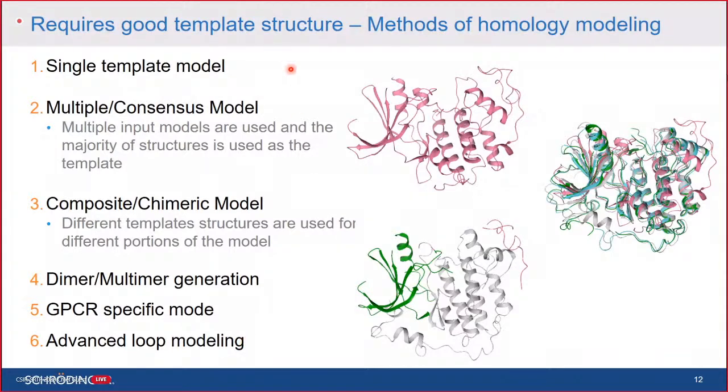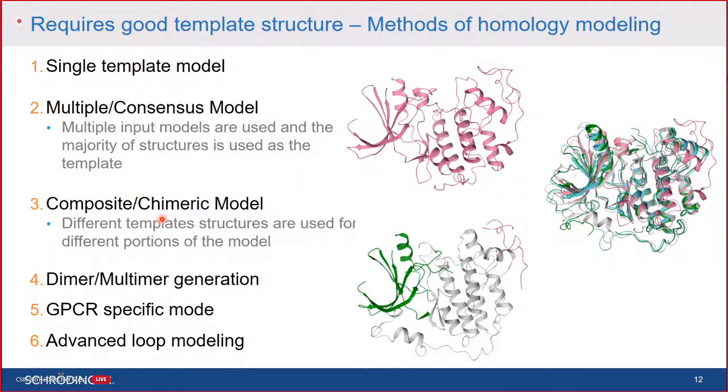So talking about good template structure, it all depends on the condition, whether you want to go with single template modeling, or you want to use multiple templates, or from multiple you can build a consensus model out of it. It means you will use many different templates to build a single homology model, and that can be used based on consensus modeling.